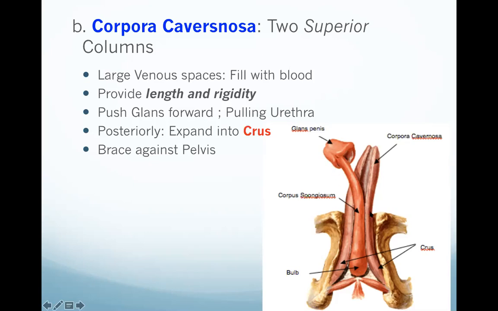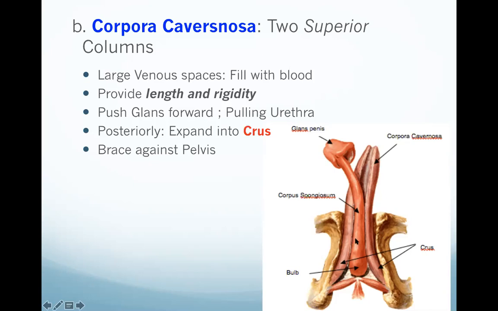The corpora cavernosa are really what give the length and rigidity to the erectile tissue, and they're the ones that are going to anchor against the body wall. So posteriorly, they're going to expand as what we call the crus. Crus means legs, because remember you had curl or crus. So we have the legs here, they're going to expand and attach to the pubic rami on either side. So they're literally tethered with connective tissue. So when we start to pressurize them, they're going to push forward off of the pelvis, and that's going to increase the length of the erectile tissue.